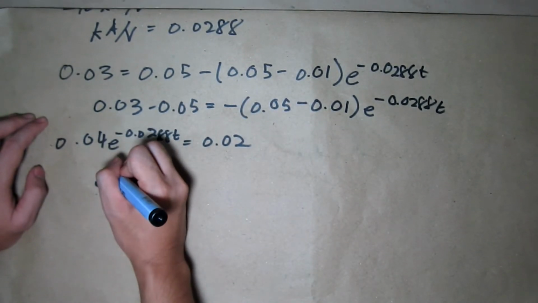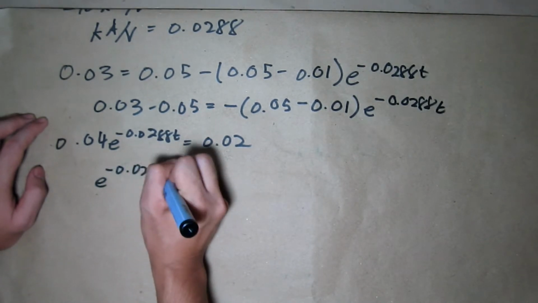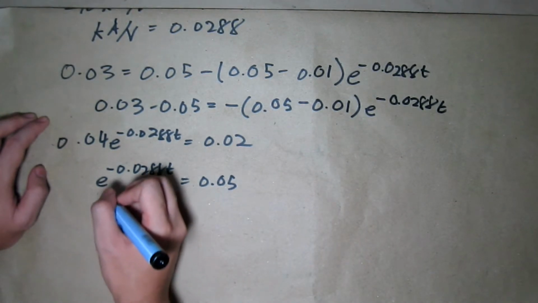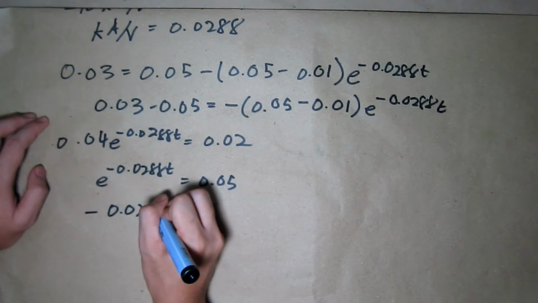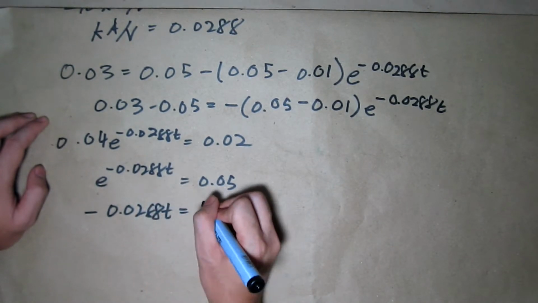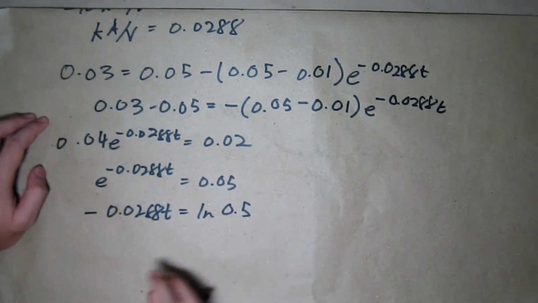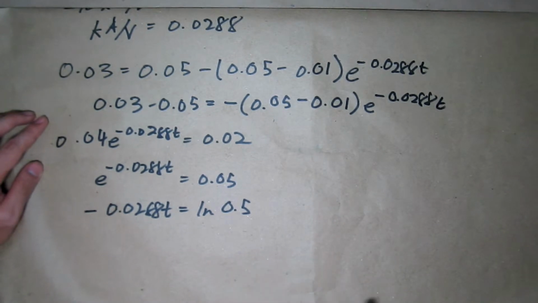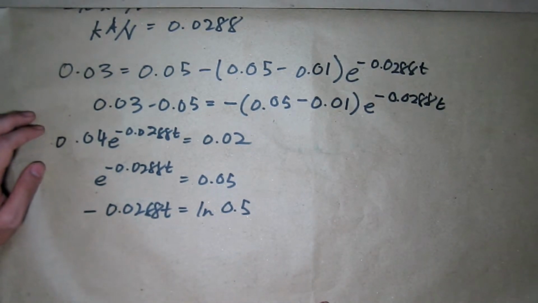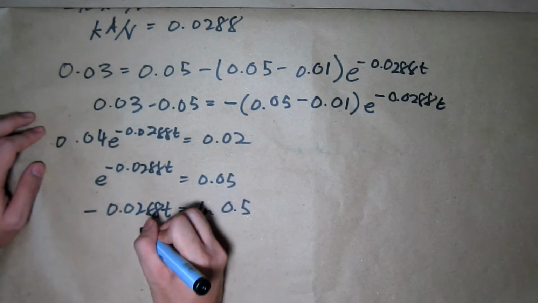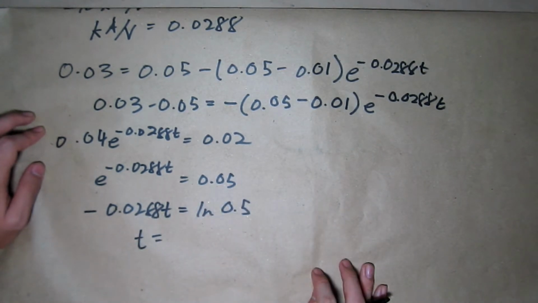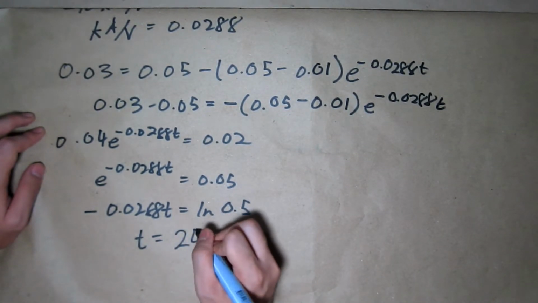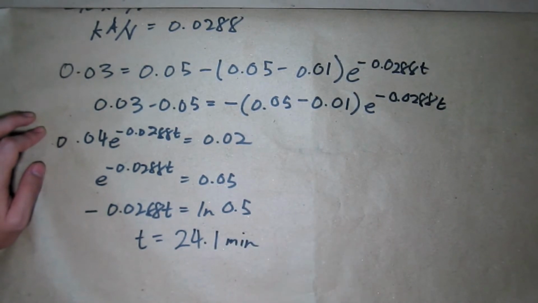Now, e raised to the power of negative 0.0288 t is equal to 0.5. Then negative 0.0288 t is equal to ln 0.5. It's just simply algebra with basic calculus. So we can now find the time for this particular problem, so the time will be 24.1 minutes.